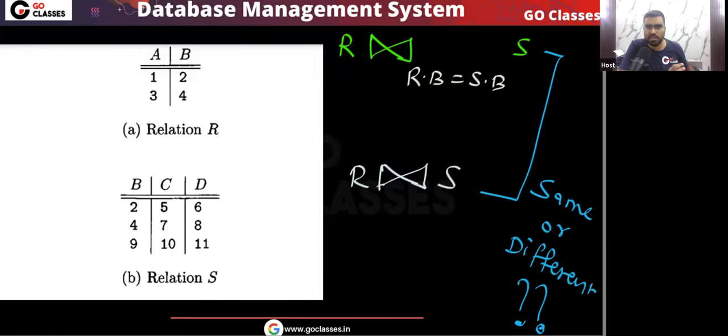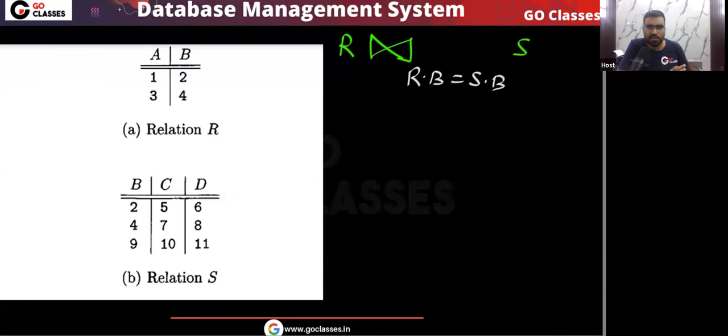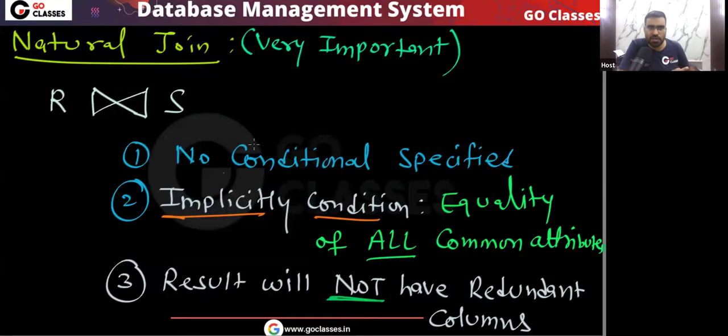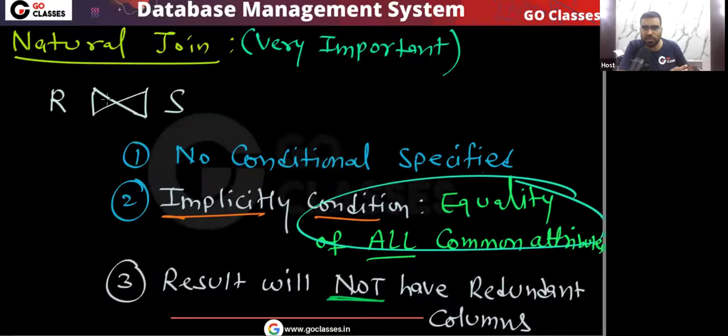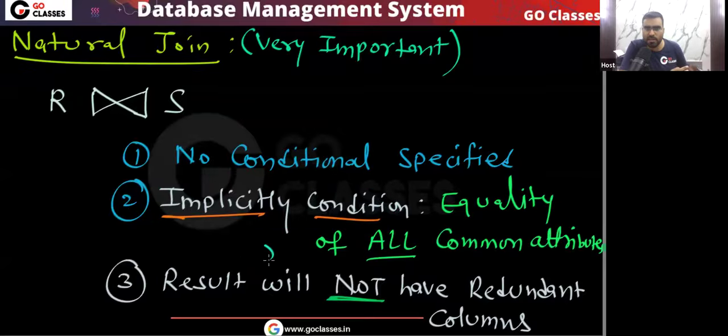They are different. There is a small difference. I told you that in the natural join, no condition is specified. The implicit condition is equality of all common attributes. And remember, the result will not have redundant columns. This is natural join.